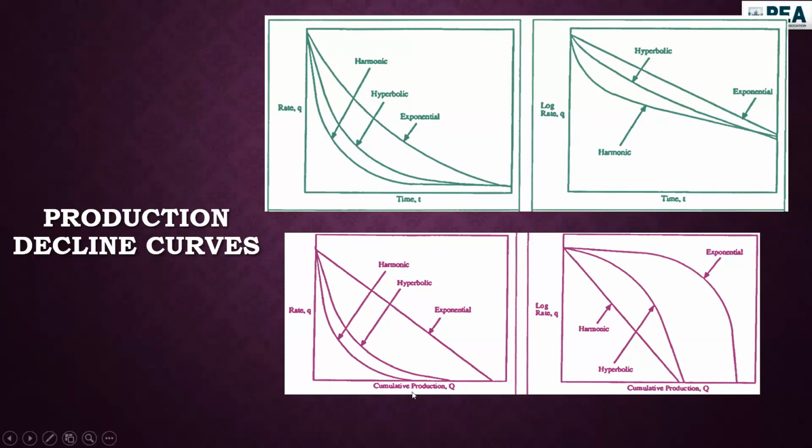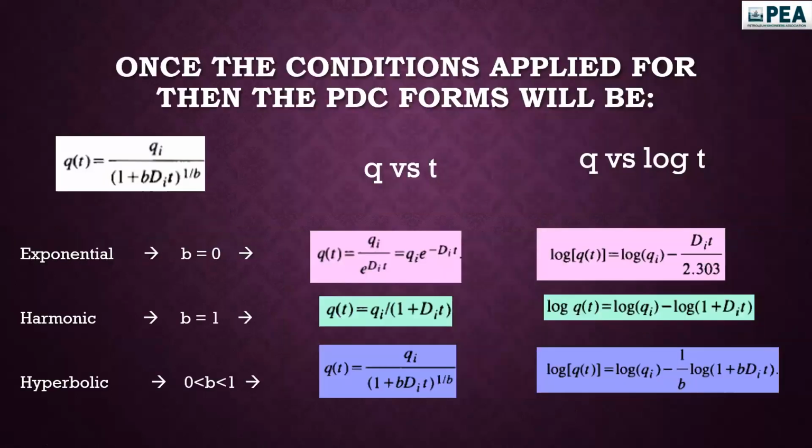And Q versus cumulative production: if you have cumulative production data, the equations and the curves look like this. These are the equations that we are going to adopt to get the values for exponential, harmonic, and hyperbolic. So, b is equal to 0, b is equal to 1, and b lies in between. So we know the value of b for all, but we don't know the value of d.